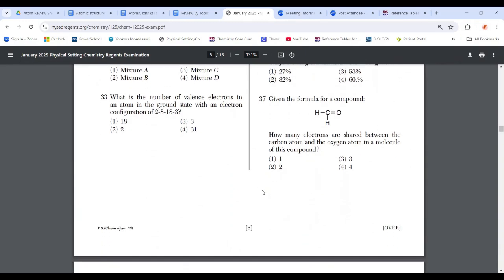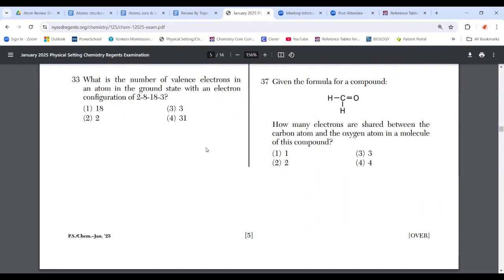So 33 is: what's the number of valence electrons in an atom with a ground state electron configuration of 2, 8, 18, and 3? You don't have to look this up on the periodic table. They gave you the electron configuration. All you really needed to know is that the valence electrons are the outermost shell of electrons, and they are the last number in the electron configuration. So the answer is 3. This is such an easy point if you know what you're doing.